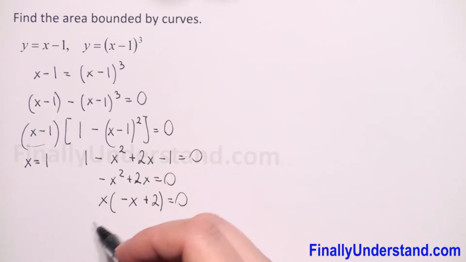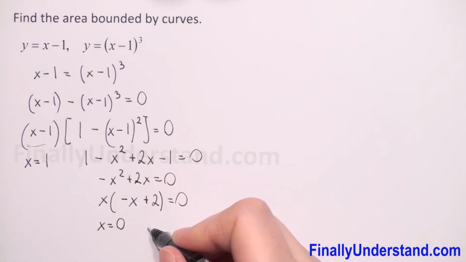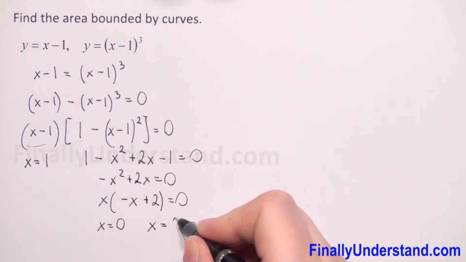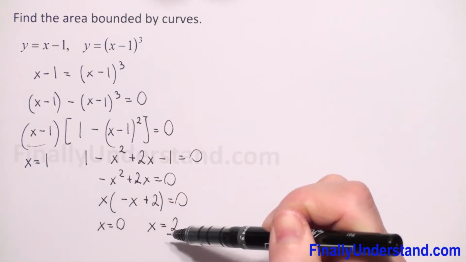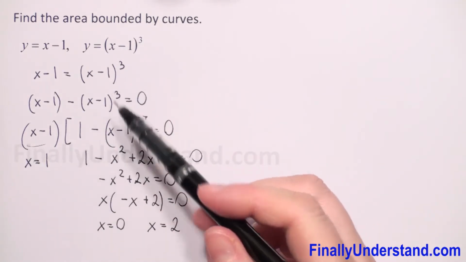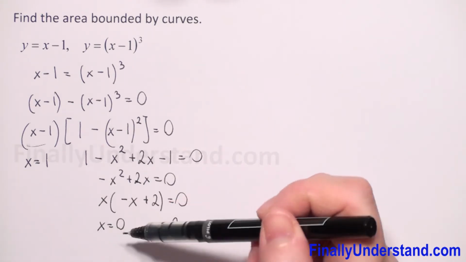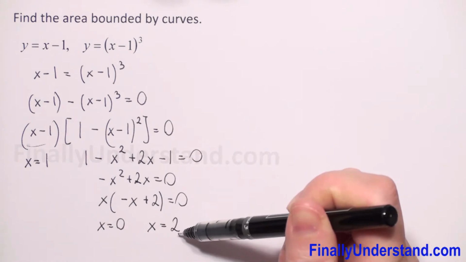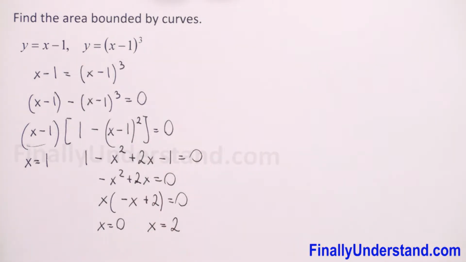So now we have two more solutions: x is equal to 0 and x is equal to 2. So we got 0, 1, 2. Now we have to find the value of y for x equals 1, x equals 0, and x equals 2. We can choose the first equation; it doesn't matter which we choose.